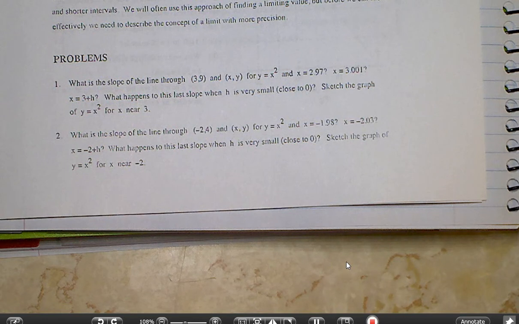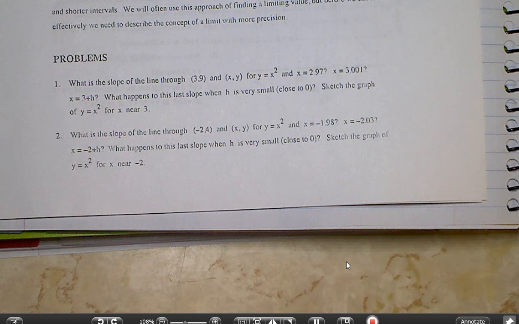And if I divide those two, I get 5.97. So that's the first answer to question number 1. For the next parts, you don't have to sketch the graph. It says sketch the graph, but you don't have to do that. You just have to do the values of x, and then where x is 3 plus h. And then enter what happens when h is very small.